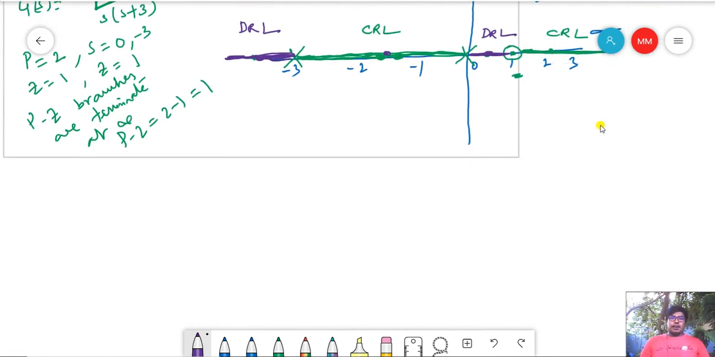And the third point is angle of departure and angle of arrival. For this problem it is not required here, so I don't want to discuss it here. We will see angle of departure and arrival in the next class.